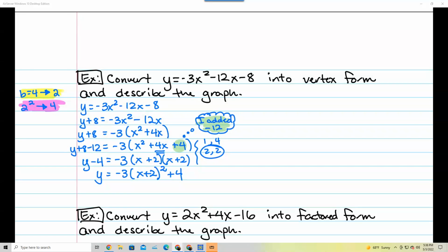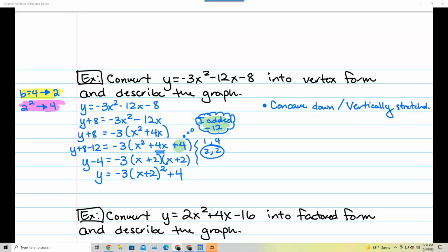Now that I have it in vertex form, I'm going to go ahead and write down all the things that I know about this graph. The first thing I'm going to do is talk about that -3. That's my A value. My A value is -3. Since it's -3, I know that this thing is going to be concave down because it's negative. And because it's being multiplied by 3, I know it's going to be a vertical stretch by a factor of 3. This thing is vertically stretched. Okay, so that's what my A value tells me.